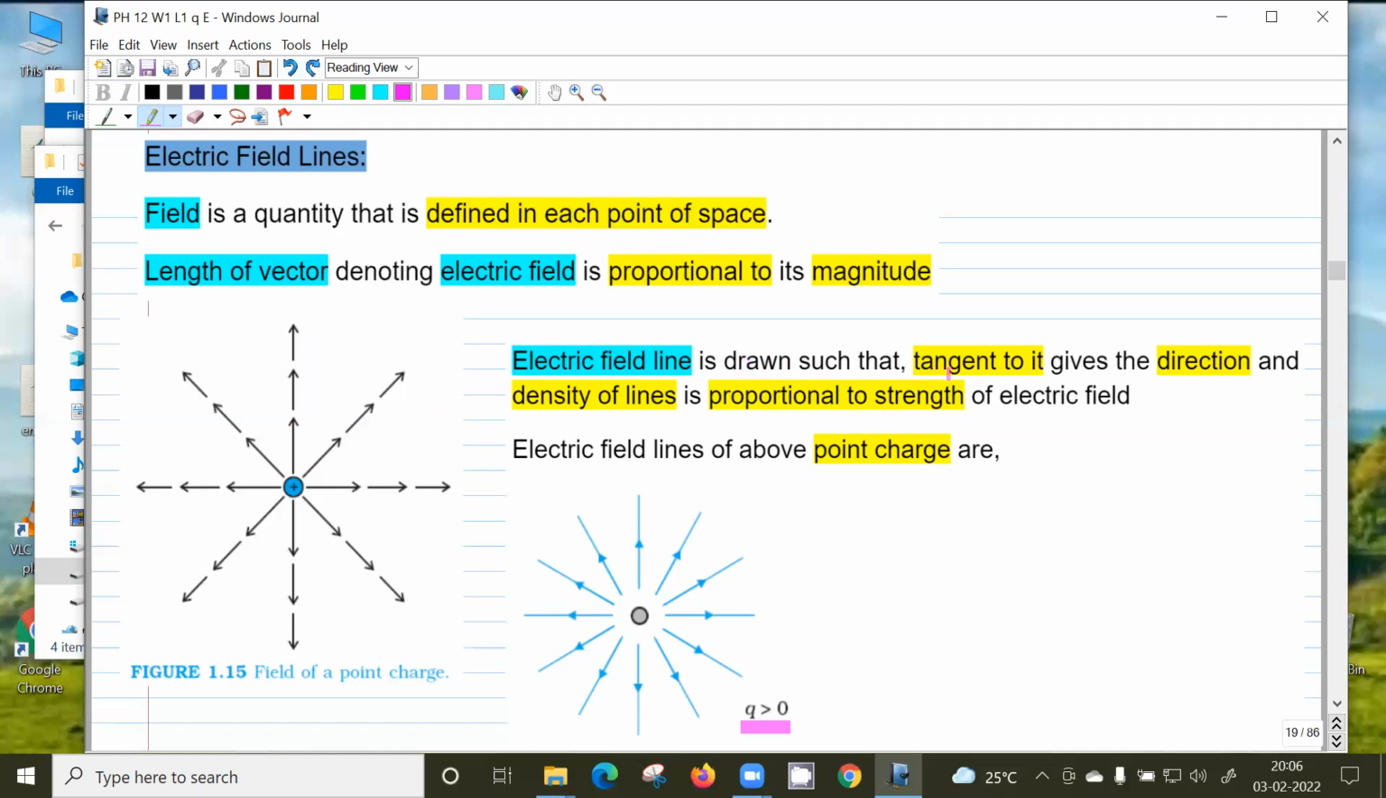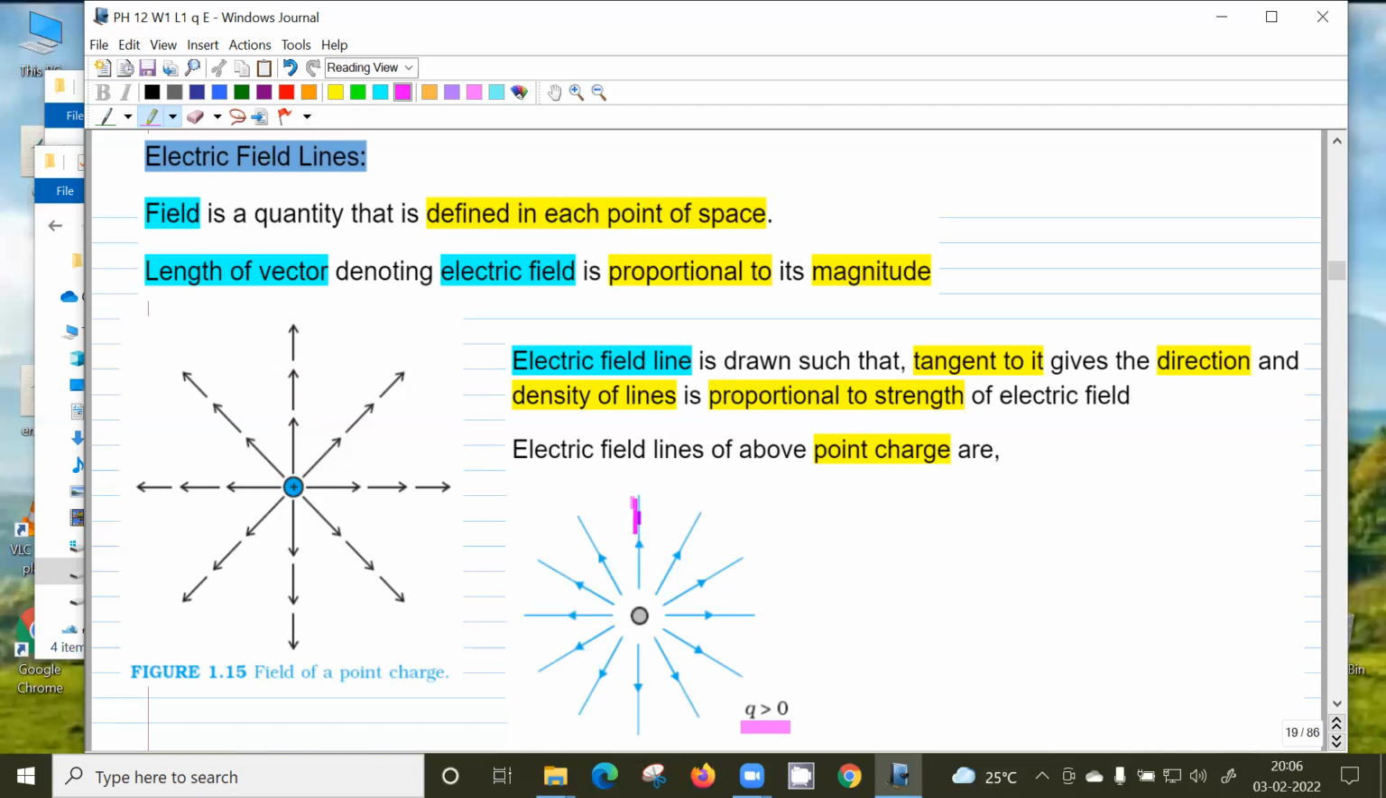That's what I've written here: the electric field line is drawn such that the tangent to it gives the direction of the electric field. Once I draw these lines, at any point on a line, if I draw the tangent, that will be the direction of the electric field. The arrow can be either upwards or downwards, but the arrow I have already put here gives the direction. So it should be outwards.